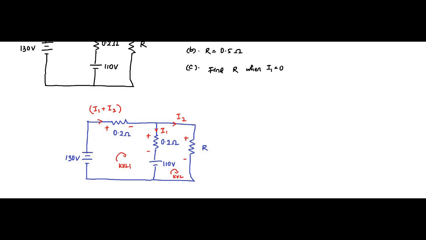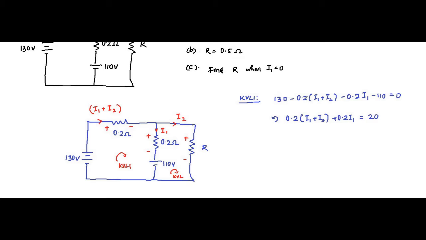So let us write the KVL equations. KVL equation 1: 130 minus 0.2 into (I1 plus I2) minus 0.2 I1 minus 110 is equal to 0. If we write it in a different way, it will be 0.2 into (I1 plus I2) plus 0.2 I1 is equal to 20. What we have done: 130 minus 110 is 20.